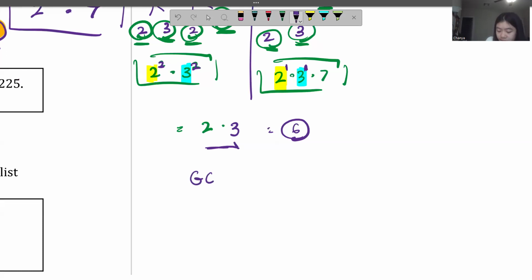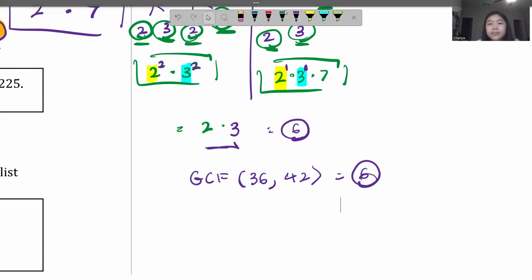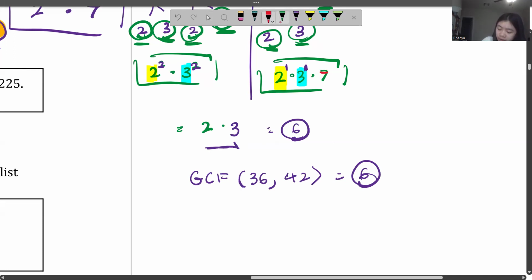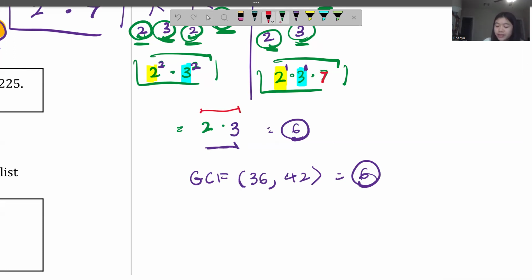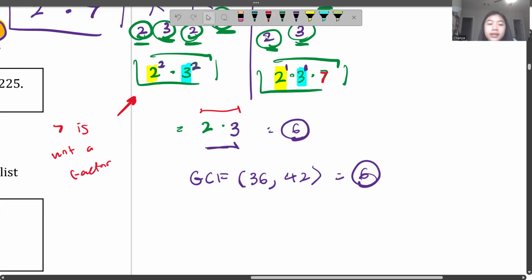So in other words, I'm just going to write it a bit formally. The GCF of the numbers 36 and 42 is equal to 6. The greatest common factor they have in common is 6. I just wanted to go back a little bit here. The reason I didn't regard 7 in this multiplication is because this number, 36, does not have a factor of 7. I'm going to write that down: 7 is not a factor. So therefore, you don't need to regard it in the calculation of the GCF.